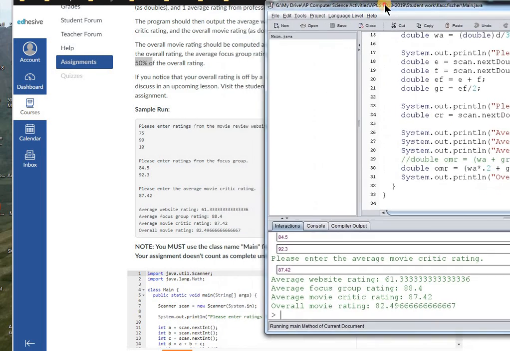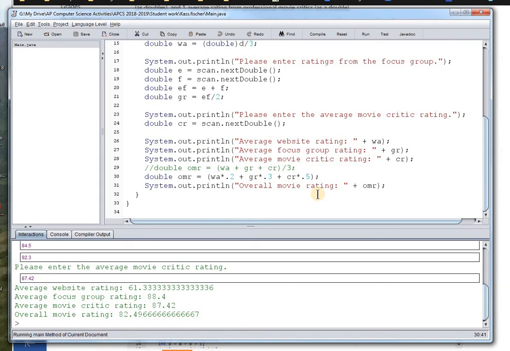Is that the same thing they get? 87. Yep. So that's all that it was. It really wasn't a programming thing.